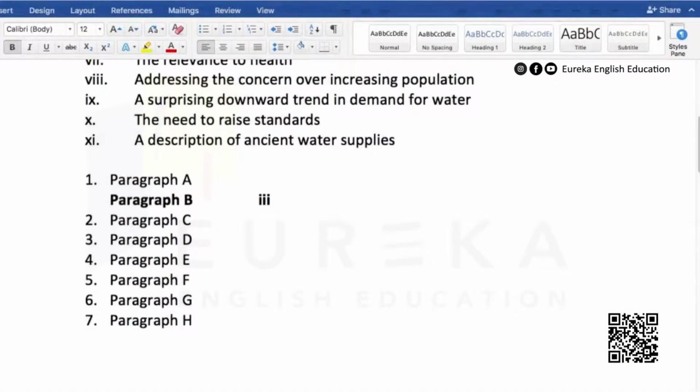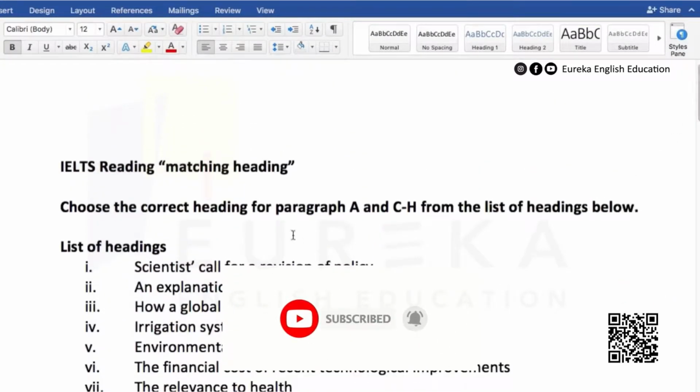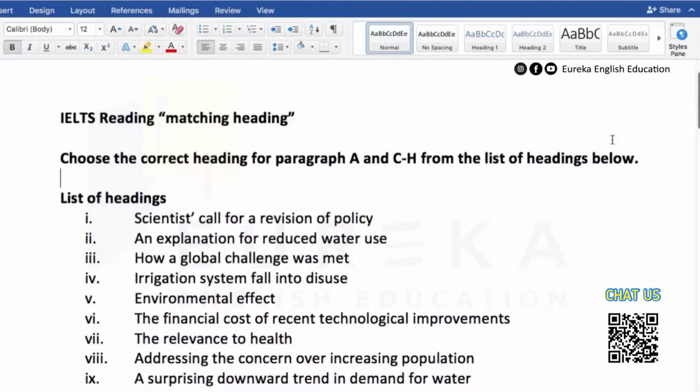Hello everyone, in today's video I'll be talking about another type of reading question, which is the matching heading question. It is one of the most common questions that you will find when you sit the reading test. So let's get started. This is an example of a matching heading question.